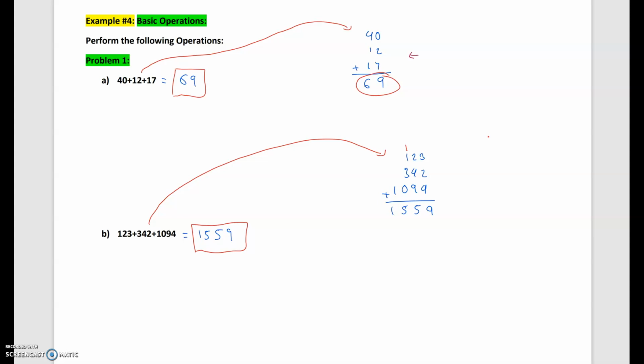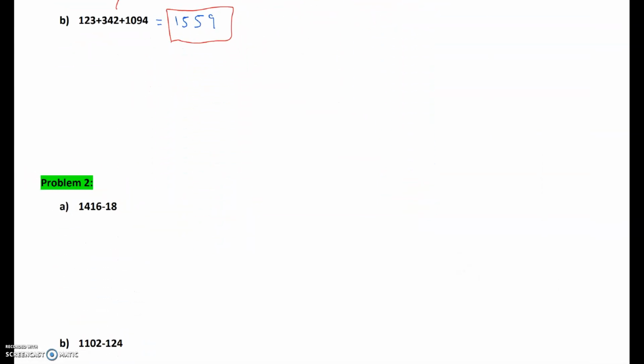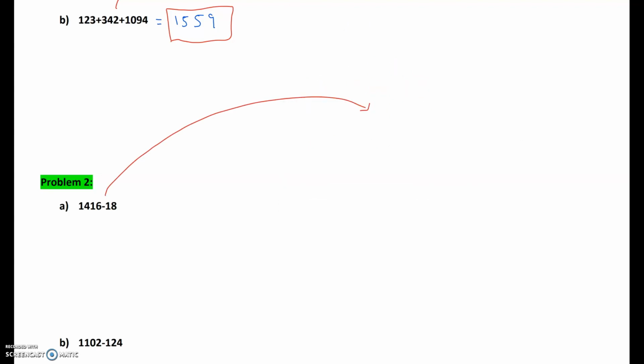Let's move on to subtractions. So in this case, we're going to do problem 2a. And then let me just rewrite it. So we're going to use also vertical form. So this is going to be 1416 minus the values of 18. Some of you may be able to do this in your head, but technically the basic idea is that you're showing work. Now, this is a subtraction, so we're going to have to use the idea of borrowing.